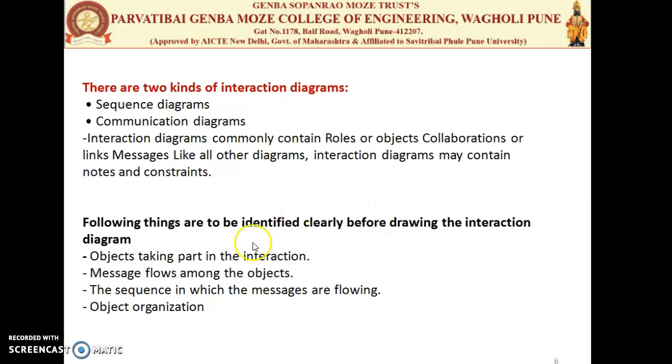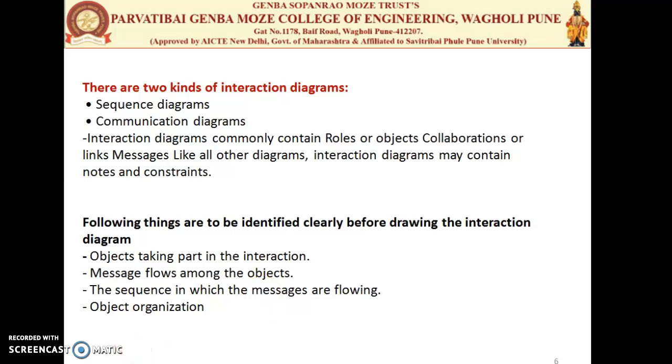Okay. So the following things need to be identified clearly before drawing the interaction diagram. The first thing is the objects taking part in the interaction. Second is the message flow among those objects. Third is the sequence in which the messages are flowing. And fourth, the object organization. So how the objects are organized, how they are taking part in the interaction, how the messages flow from one object to another or among the different objects, and what is the sequence of those messages. All these things need to be understood clearly before you draw the interaction diagram.